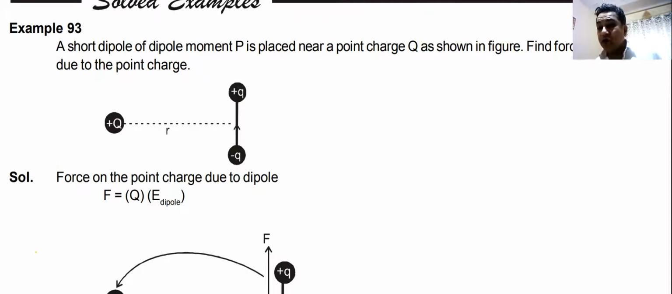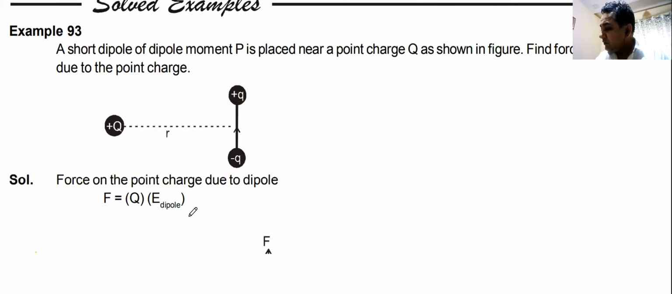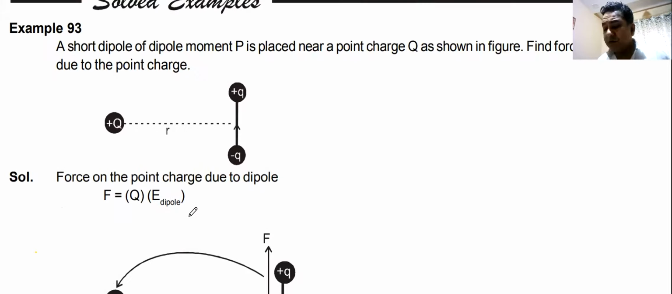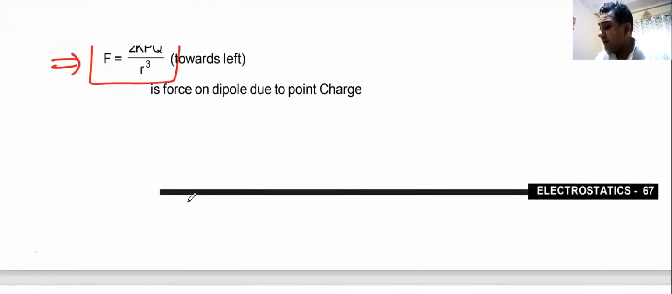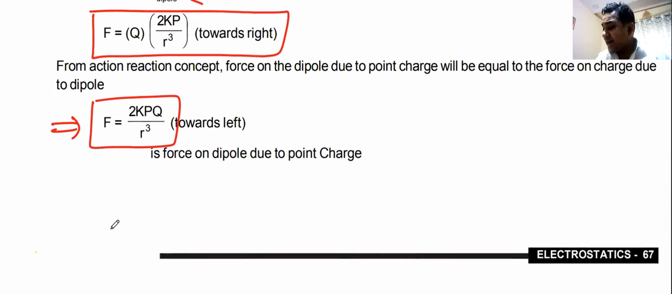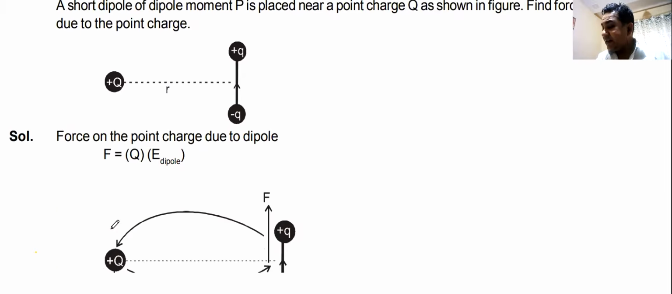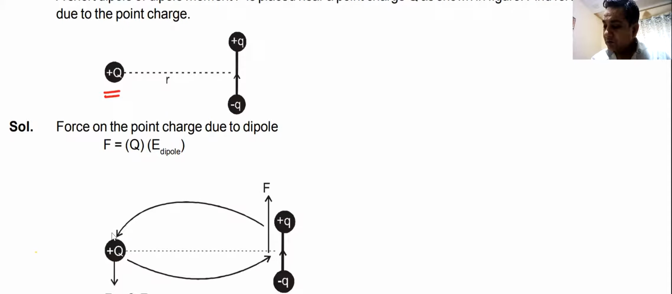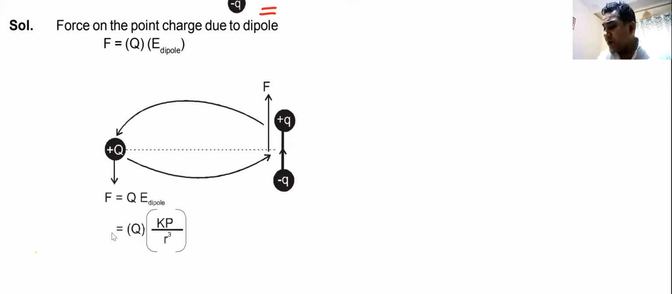Then we have force between two dipoles, or force between a charge and a dipole when the configuration has changed. In the first case, the configuration was like this. The charge and the dipole were along the same axis. In the second question, it is like this. Find the force on the charge due to the dipole. Again, you can do it in the same way.